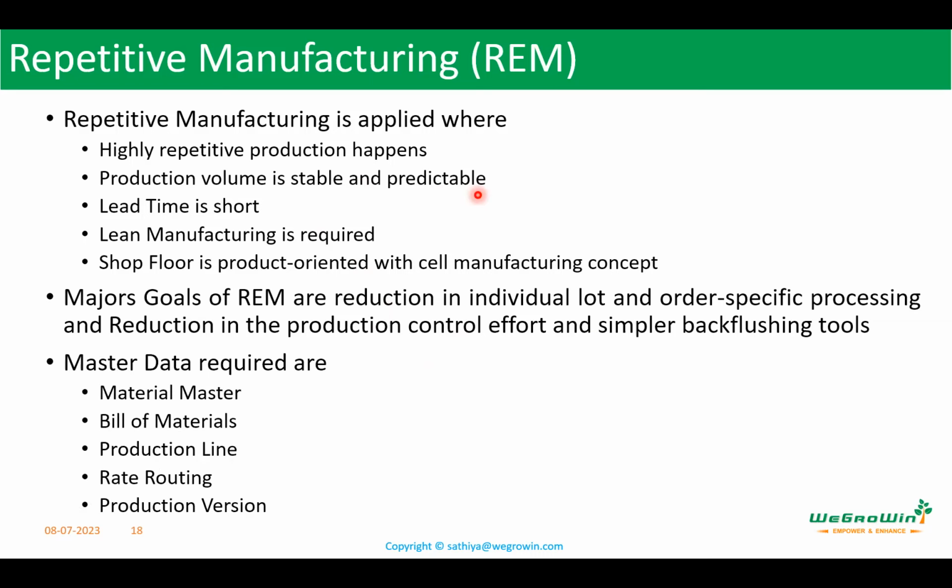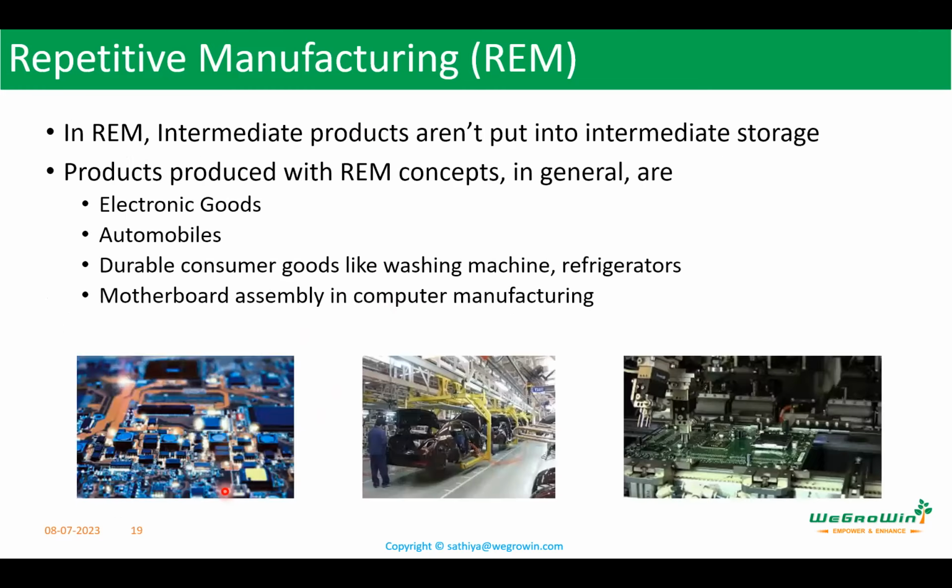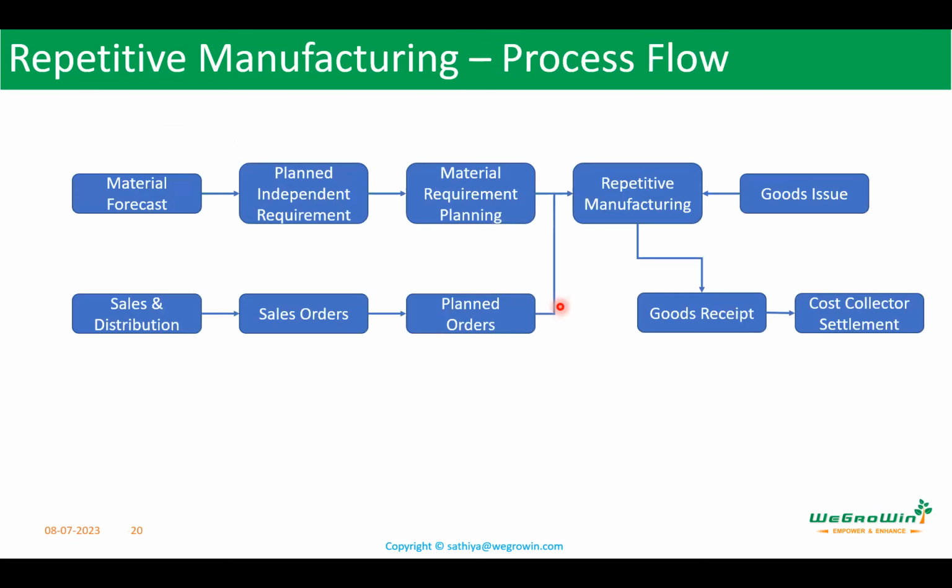So here the master data is similar to discrete manufacturing, what we discussed. Only the routing is called a rate routing here, which means that for any volume the same routing will be applicable. REM is used for electronic goods and automobiles, where we continuously keep on producing cars, durable goods like washing machines and refrigerators, mother assembly boards, or nuts, bolts and fasteners. These things are examples of REM.